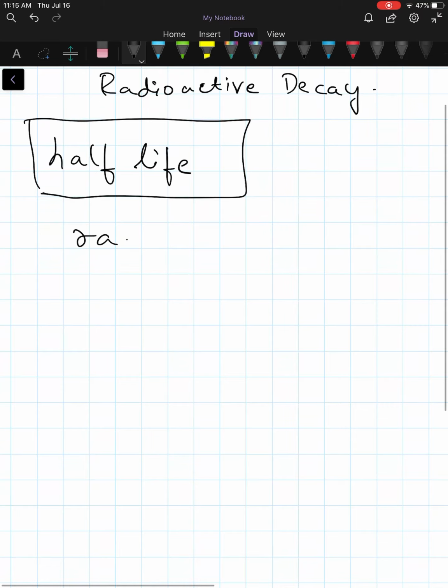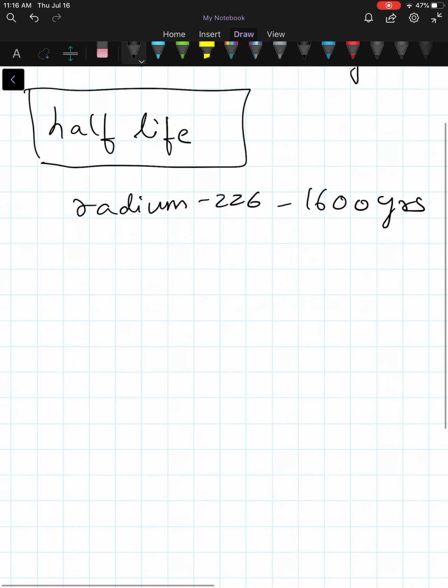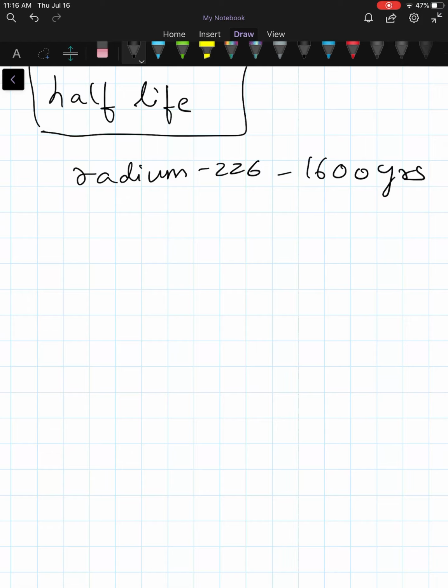So for example, radium 226 has a half life of 1600 years. That means if you take an initial sample, for it to reduce to half of its initial mass, it would take 1600 years. So if you take a 100-gram sample, to decay it into 50 grams you need 1600 years. And for it to reduce to 25 grams, you need 1600 times 2, that is 3200 years, and so on.